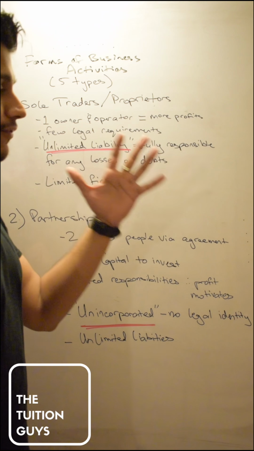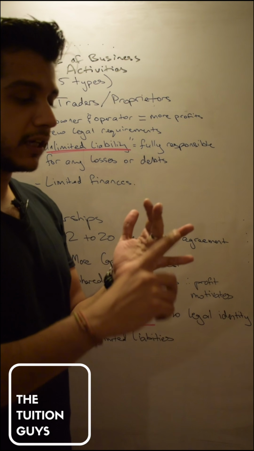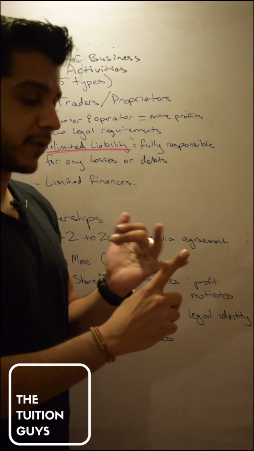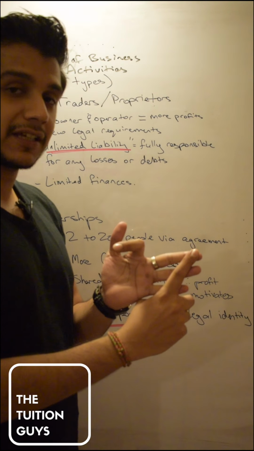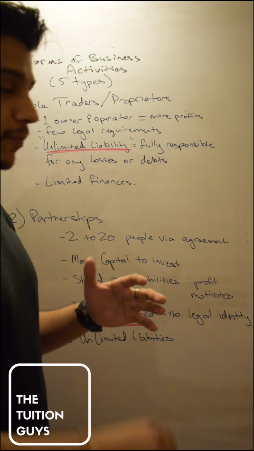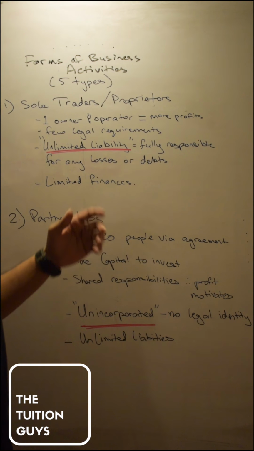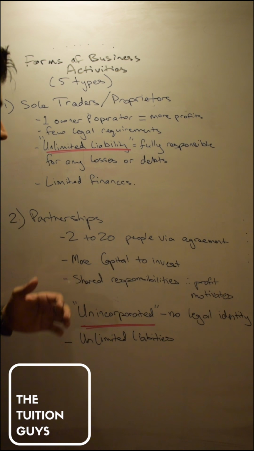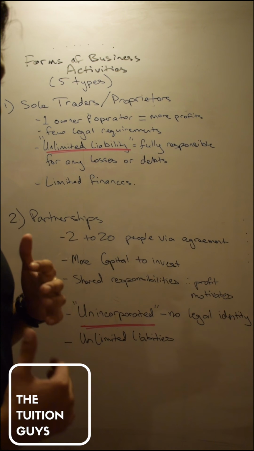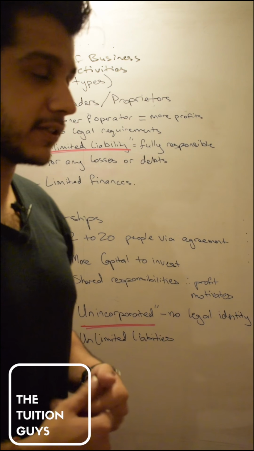So, there are actually 5 types of businesses. The 5 main types are the sole trader, which is also a sole proprietor, the partnership, a public limited company, a private limited company, and a cooperative. Before I get into the next 3, the first 2 are sole traders and partnerships. The reason they're on the board together is because they have similar characteristics.